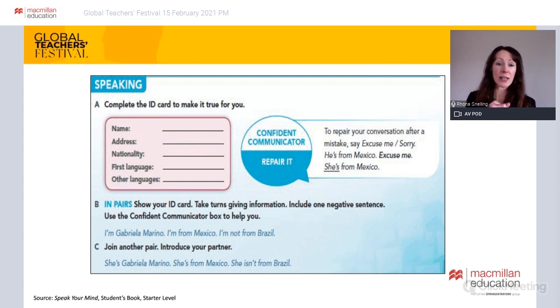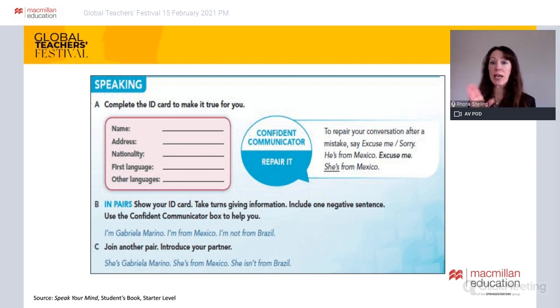I'll give you a couple of seconds to have a quick skim read of this one, and then we'll go through it together. So in this one, let me talk you through. We can see that activity A is the preparation stage. It's completing that pink ID card there.